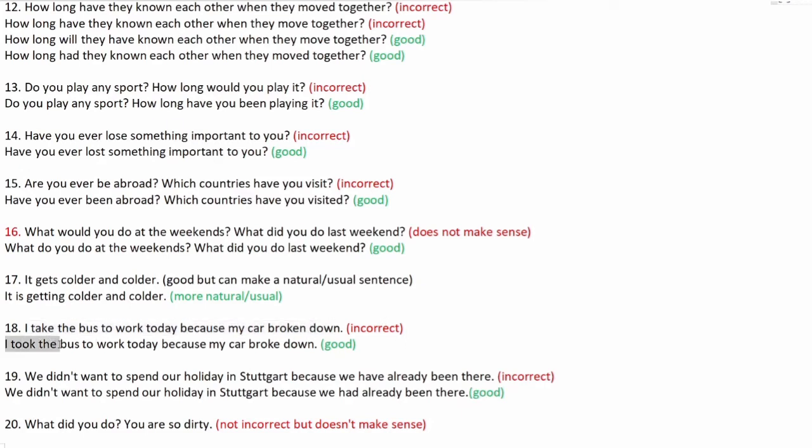So 18. I took the bus to work today because my car broke down. I took the bus why? Because my car or his car or her car, whatever, his car broke down. So the man is telling you how he commuted to work today. He commuted by bus. He took the bus because why? Because his car broke down.